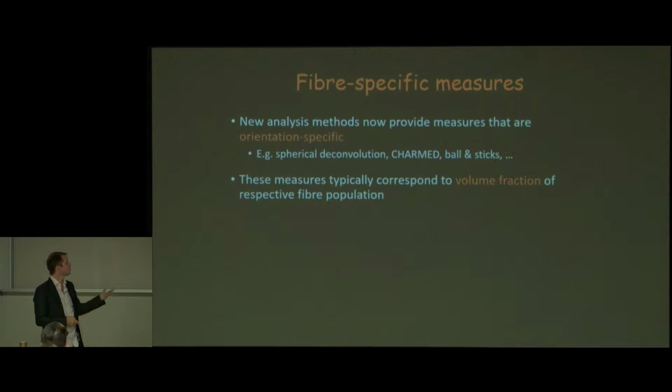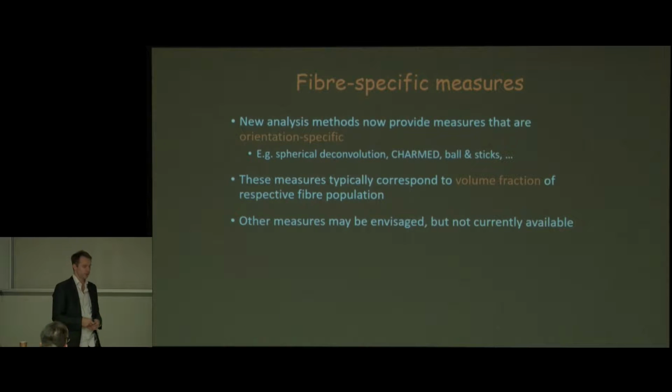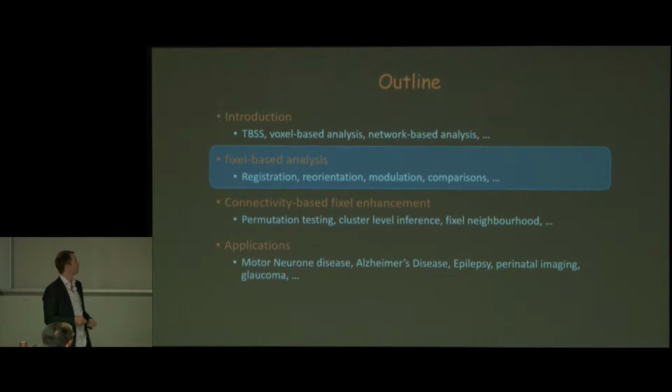And they typically correspond to volume fraction. You can start thinking about other kinds of measures that might be fiber specific, but currently I don't think there's anything that I can think of that genuinely ticks that box. It'd be great to have axon diameter distributions that are fiber specific, but that's almost impossible even in a single fiber voxel. So if you've got any great ideas, please tell me about them. But the question here is, how do we best perform group comparisons of data that are fiber specific? And that's where the fixel-based analysis comes in.